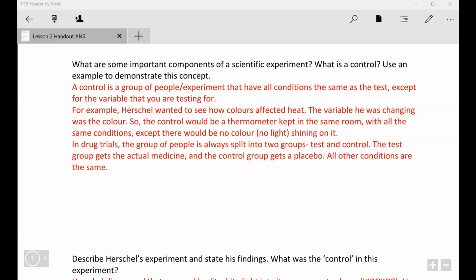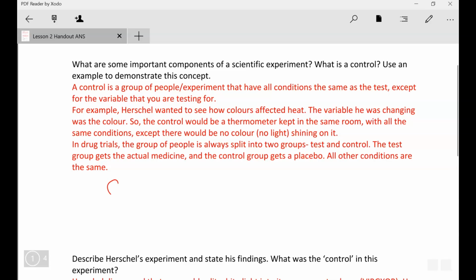So the first thing we talked about is what a control is. We used the example of a drug trial to establish what a control is, and we also used the control that Herschel himself used. A control is a group of people or an experimental condition that have everything the same as what you're testing, except the variable that you are testing for. Again, I find this is always better explained with an example.